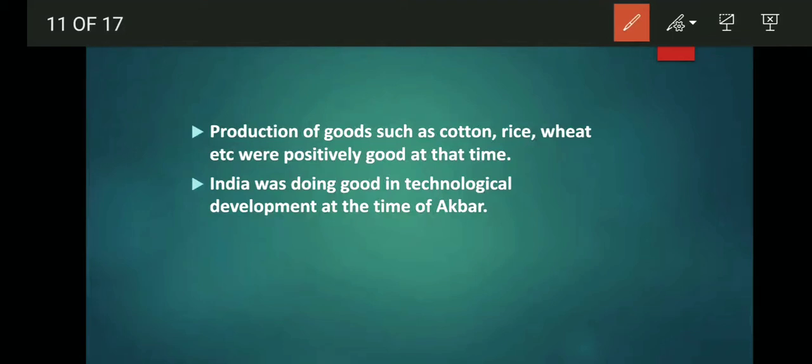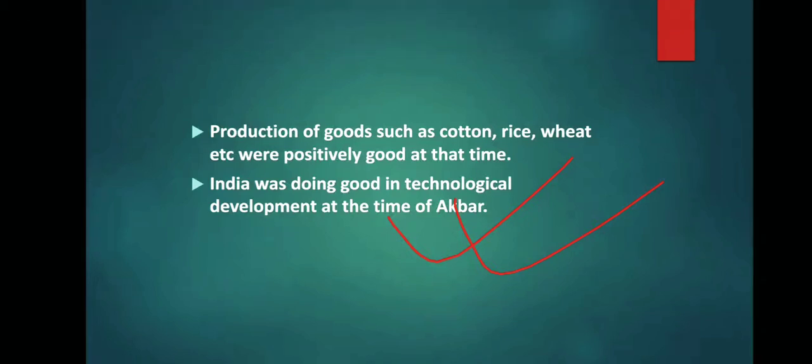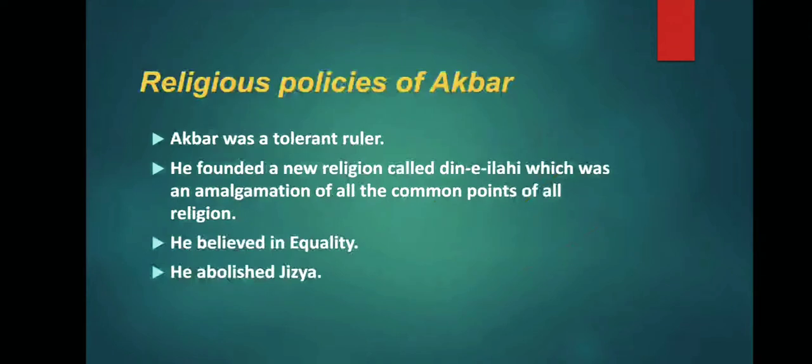India was doing well in technological development at the time of Akbar, and due to this, agriculture also witnessed growth. So India was mastering the fields of agriculture, trade, and technology. And what else does an economy need to evolve? Moving ahead, we shall now see a few details on Akbar's religious policy.